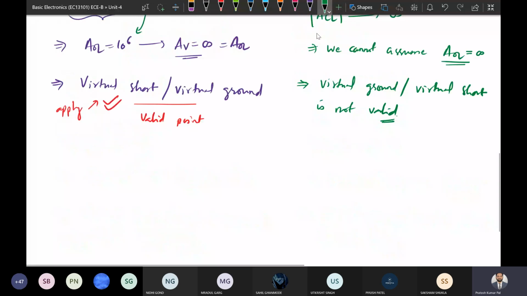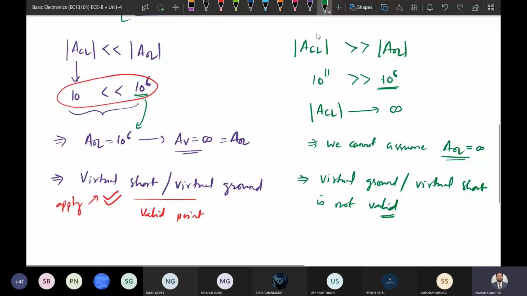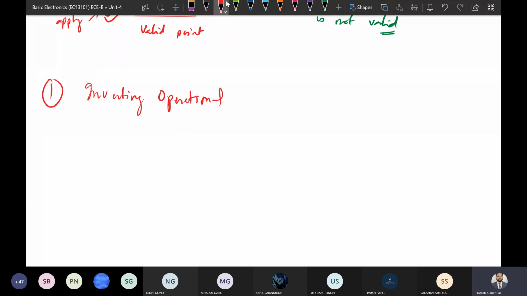For analyzing the operational amplifiers, inverting and non-inverting, we are going to use this concept of virtual ground or virtual short. So based on that, we will analyze the first case, that is inverting operational amplifiers.